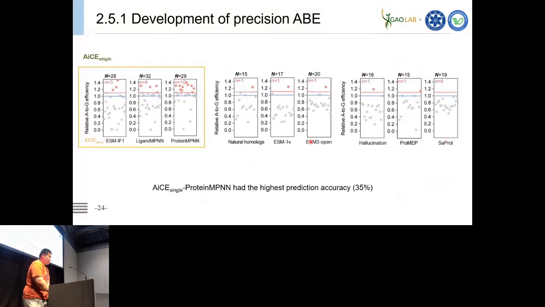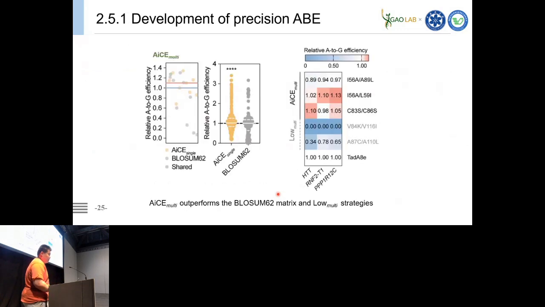For the left, we screened many single-point mutations. Each dot here shows the editing efficiency of one variant. The blue line marks the wild type. Among all methods, ACE single with protein MPNN gives the best prediction accuracy, about 35%. This is a strong performance, especially given the limited data and no model retraining. We also used ACE multi to suggest multi-mutations. Many showed improved efficiency over single mutations.